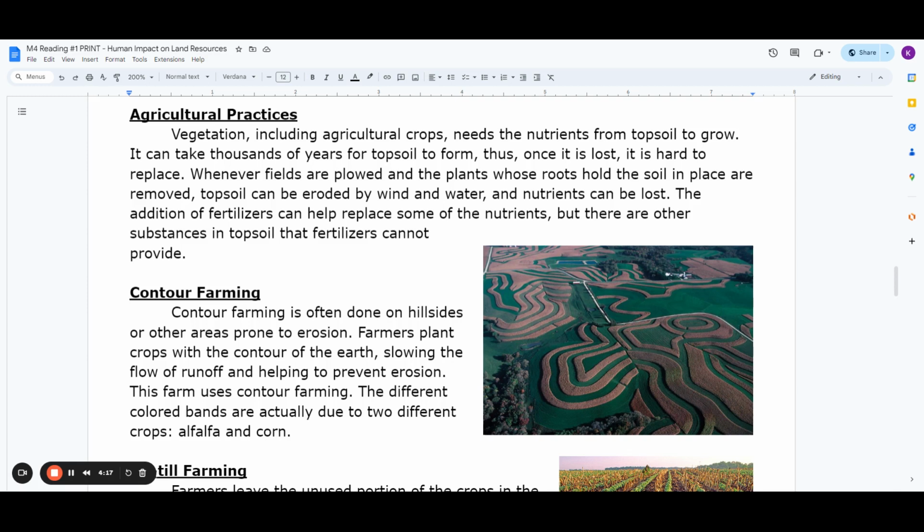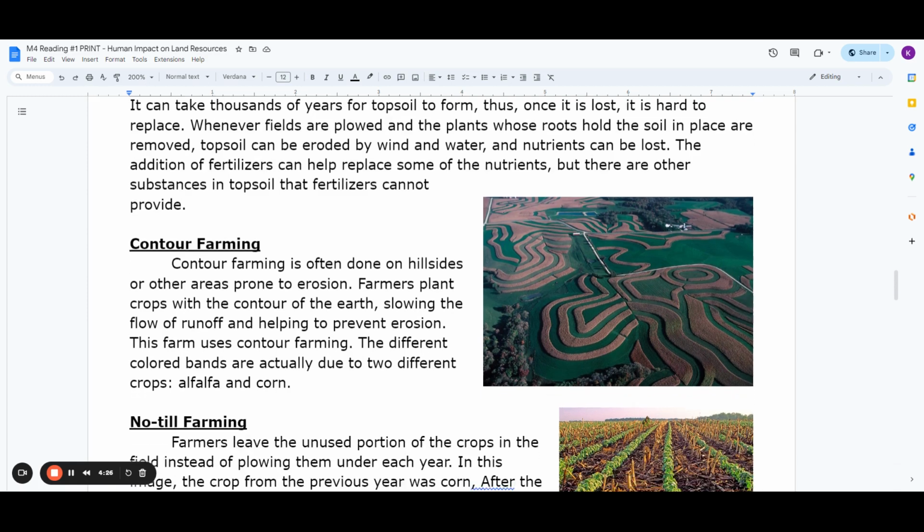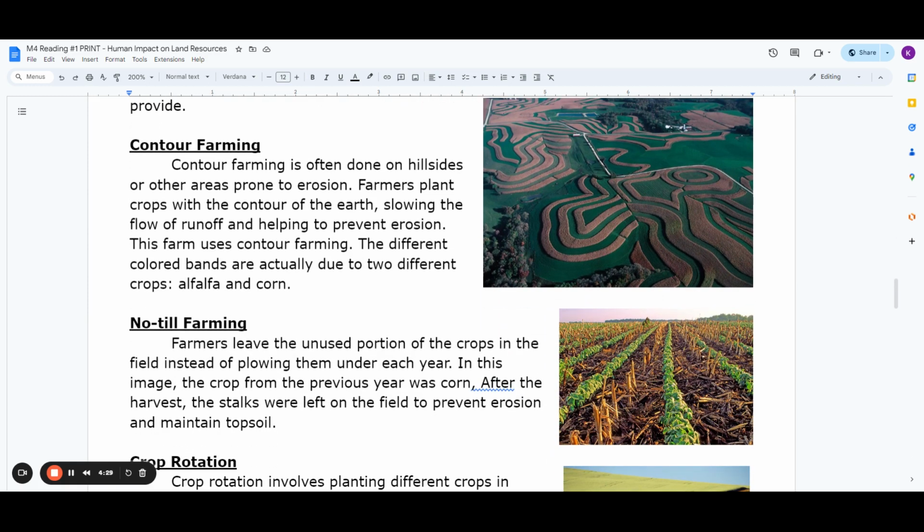The addition of fertilizers can help replace some of the nutrients, but there are other substances in topsoil that fertilizers cannot provide. Contour farming. Contour farming is often done on hillsides or other areas prone to erosion. Farmers plant crops with the contour of the earth, slowing the flow of runoff and helping to prevent erosion. This farm uses contour farming. The different colored bands are actually due to 2 different crops, alfalfa and corn.